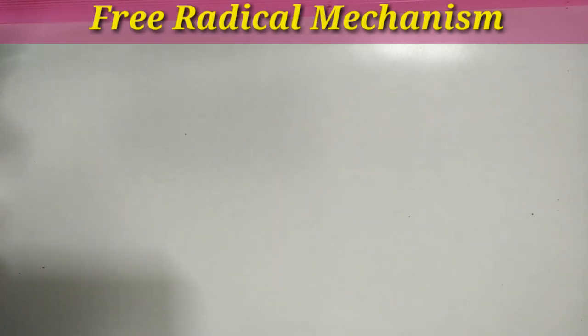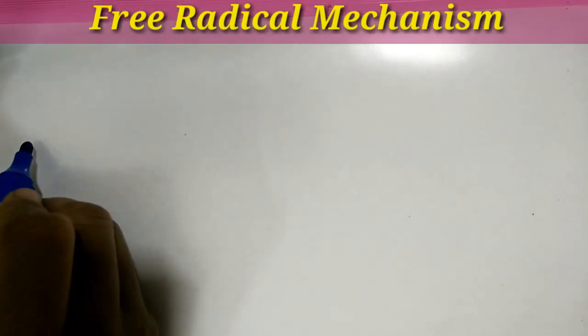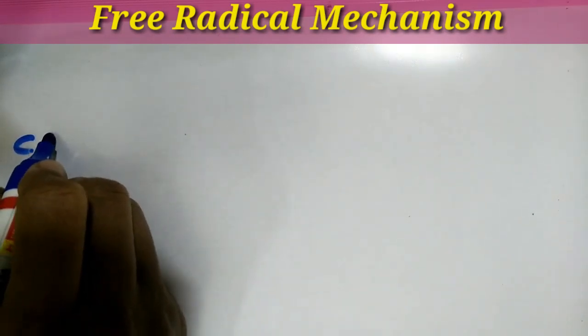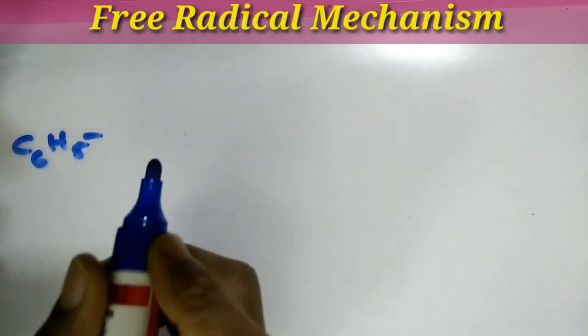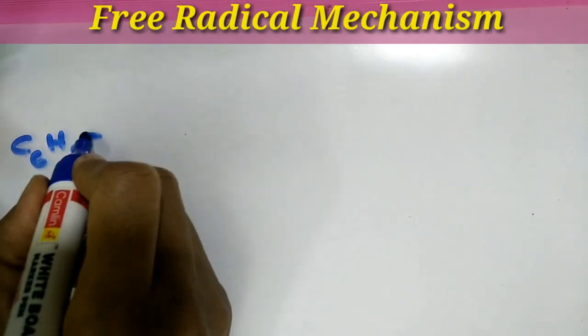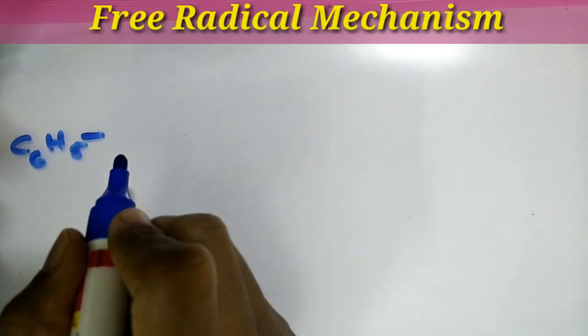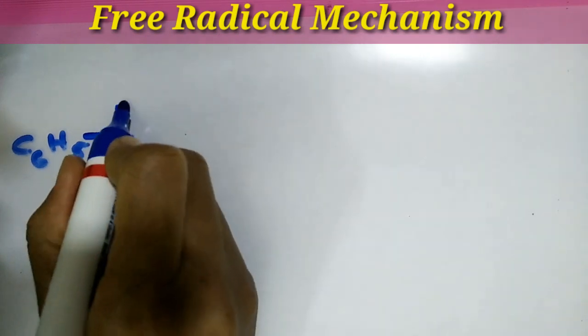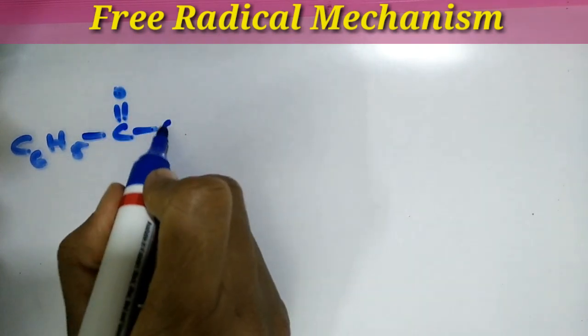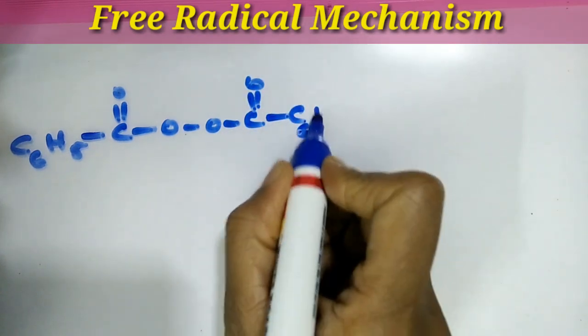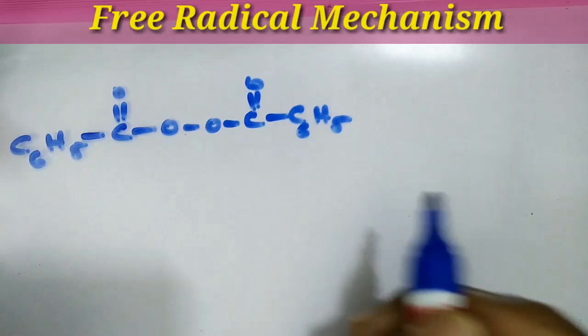In the polymerization of ethene to polythene, we are taking benzoyl peroxide as the initiator or as a catalyst. So we have to start from benzoyl peroxide. We are taking a mixture of benzoyl peroxide and ethene molecules. Here we have a larger number of ethene molecules than benzoyl peroxide. So benzoyl peroxide is C6H5CO, C double bond O, C double bond O, C6H5. This is the benzoyl peroxide.